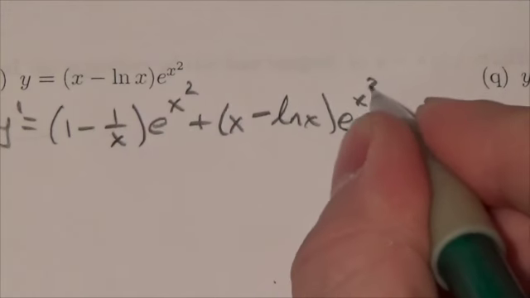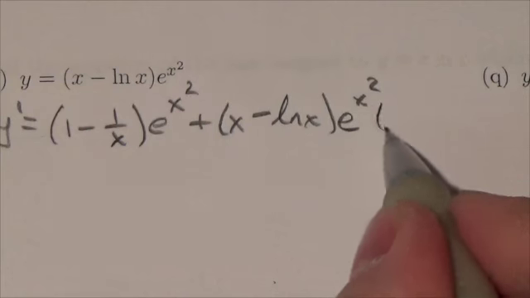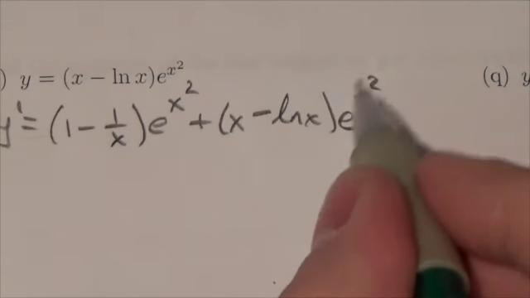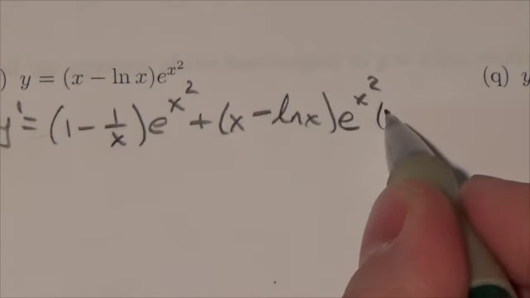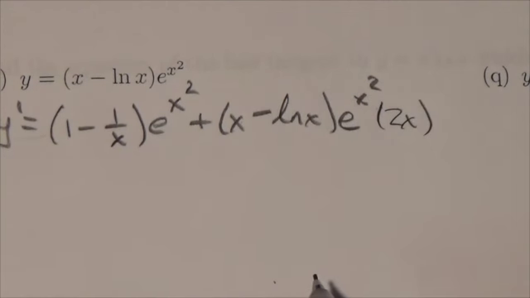Now in this case right here, the derivative of the exponential is itself. But then I do have to multiply by the derivative of that function that the exponential function is being raised to. So this will be 2x. And that looks great there. There's not an awful lot that I can do to simplify that.